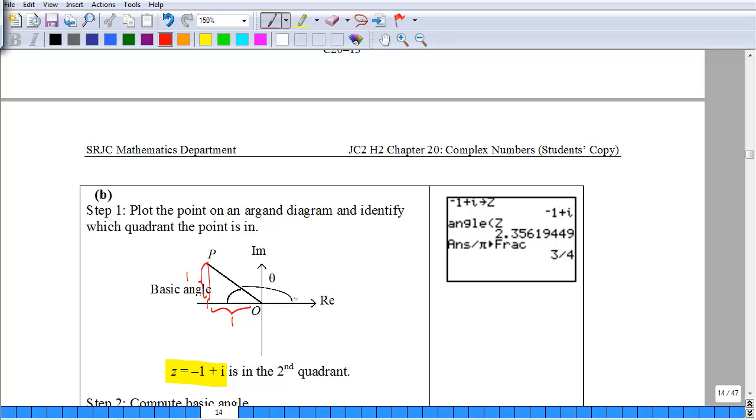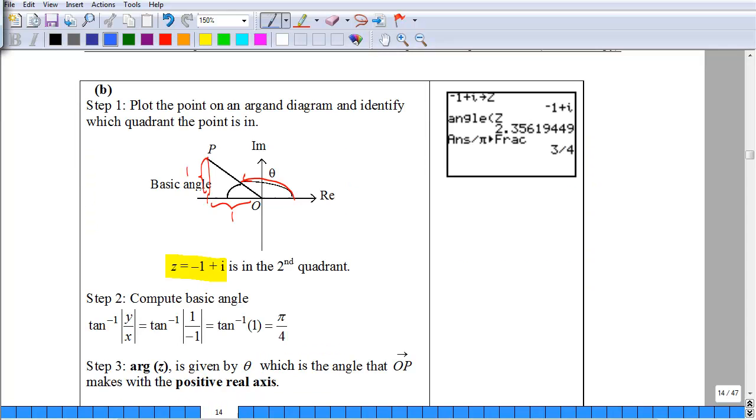We know that to get the argument, we are referring to this angle that we measure from the positive real axis to the vector line that represents the complex number. But then again, we will always need to find out the size of the acute angle here first. Let's call the basic angle alpha. To find tangent alpha, we know it is opposite over adjacent, so that gives us 1. So alpha is inverse tangent of 1, and that is pi over 4.